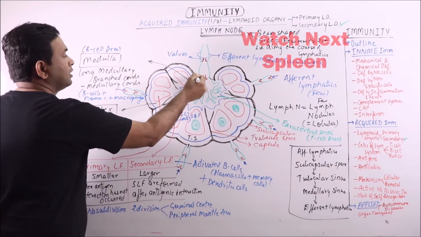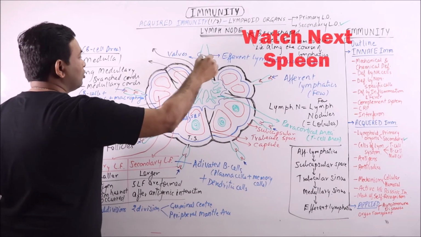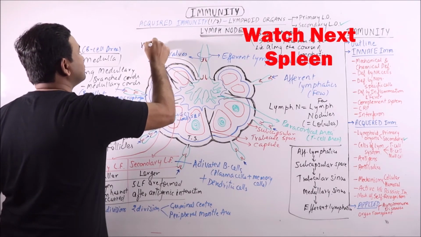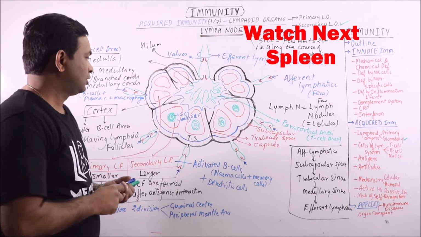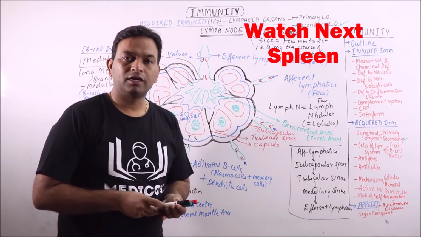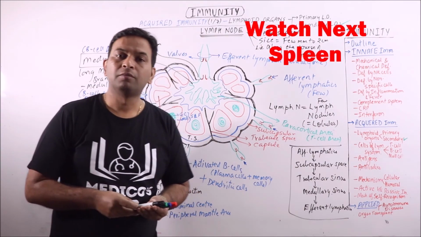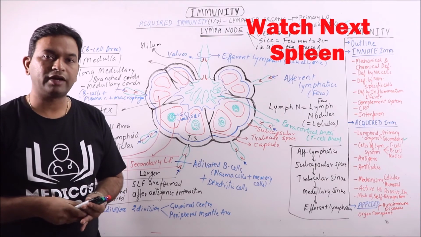This region, which is representing the concavity, is known as hilum of lymph node. The main function of lymph node is the destruction of microorganisms and various types of antigens.